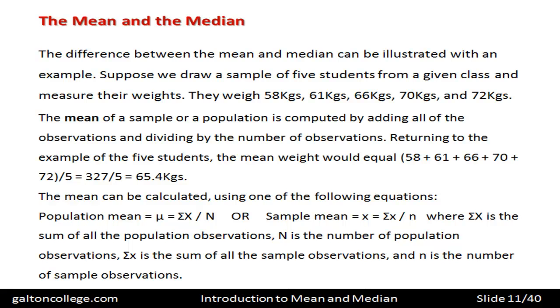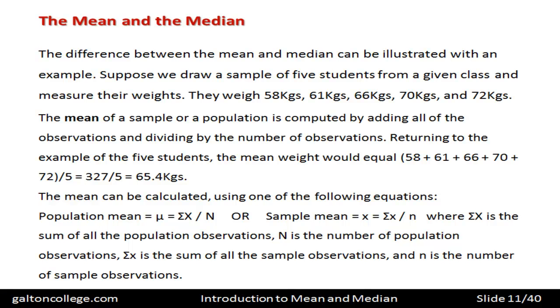So if we're working out the population mean, let's say for a class of 5 students, and the 5 students had the above weights, we would simply add up 58 plus 61 plus 66 plus 70 plus 72 and divide by 5. And if that was the whole class, then that would be the population mean.